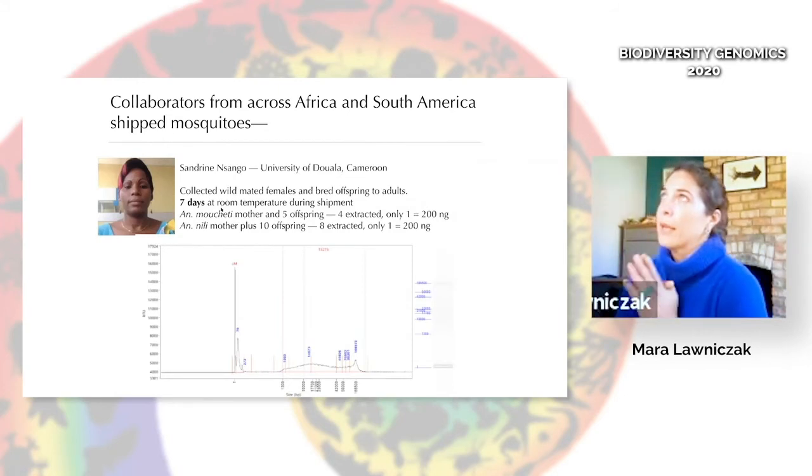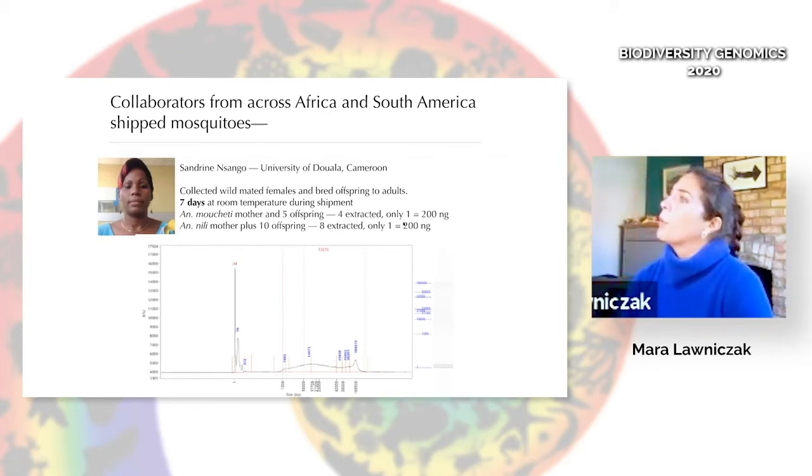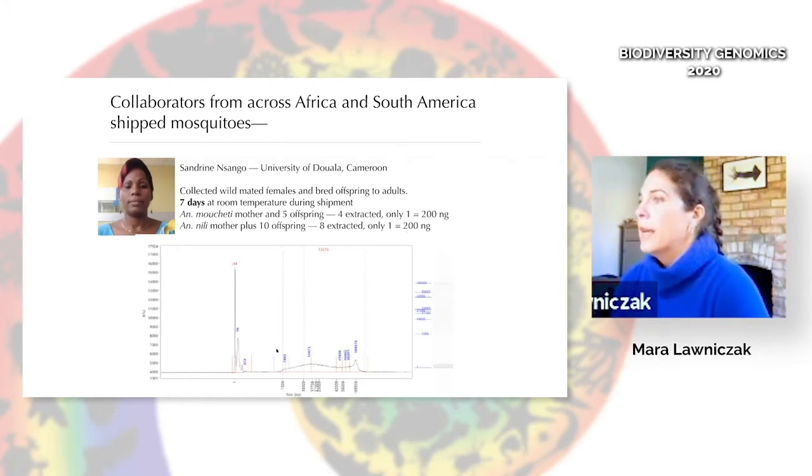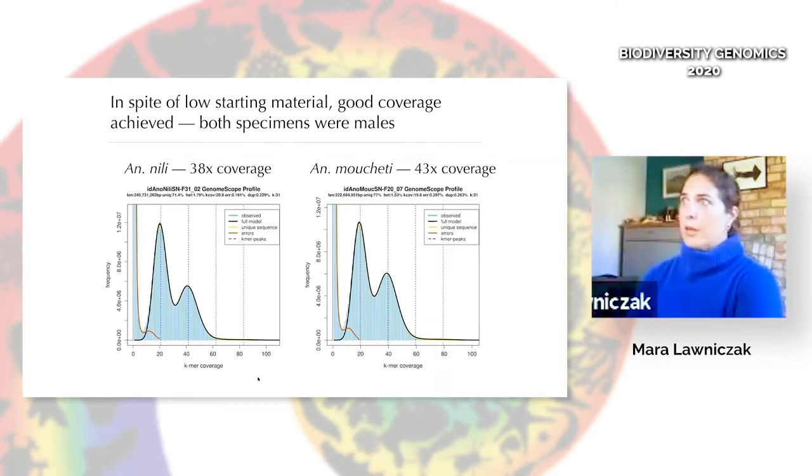I want to make sure it's clear that this is not a perfect system. She sent us a mother and 5 offspring, and we extracted DNA from most of the offspring. In both cases, both for Muschetti and for Nili, which are also major vectors in Africa with no genomic resources so far, we were only able to find one mosquito where we got 200 nanograms. And this is the profile of the DNA that resulted from one of those mosquitoes. So we've now sequenced Nili and Muschetti, and in spite of this low starting material, we've got really good coverage. Both of these specimens were males.